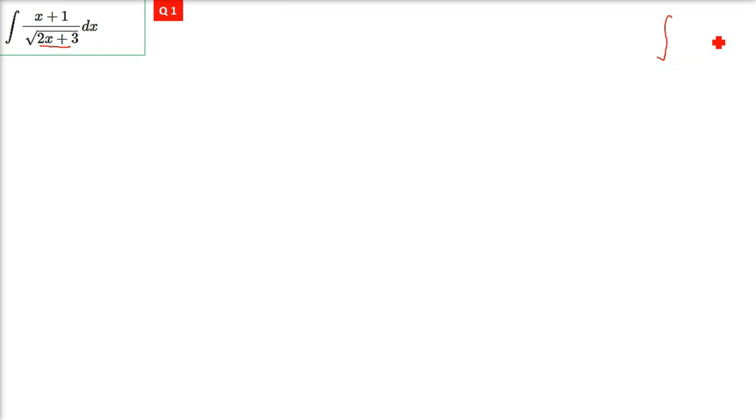Now, integration and dx: if I forget or don't write it, remember you have to write it. We have x plus 1 in the numerator and 2x plus 3 in the denominator. You need 2x plus 3 in the numerator. For that, multiply the numerator and denominator by 2. Half will remain here. Now the numerator becomes 2x plus 2 divided by 2x plus 3.